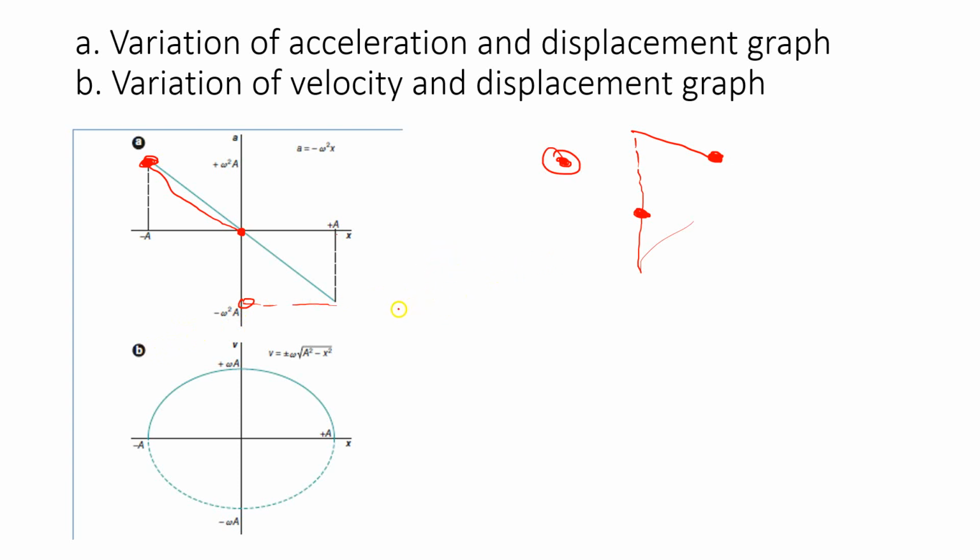We need to sit down and look at them and study them a little to understand what is happening at each point. And I don't think it's that difficult to do.